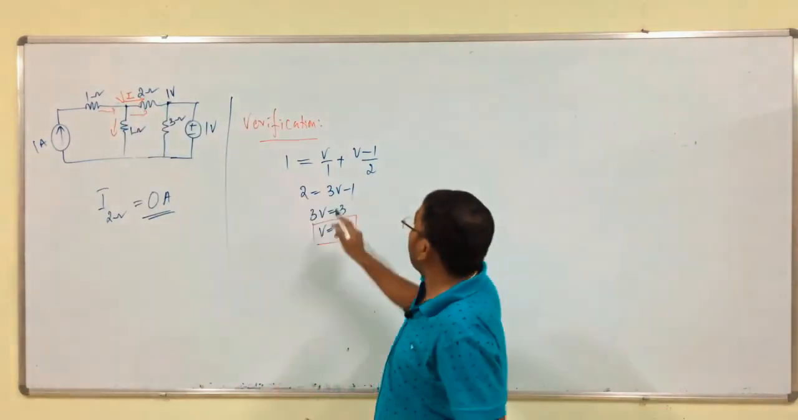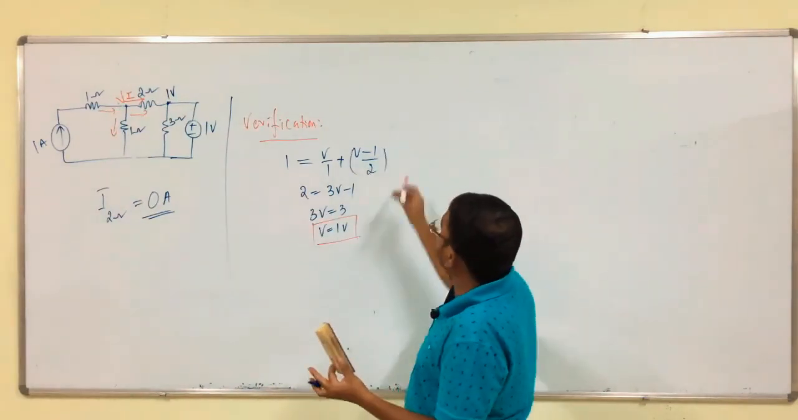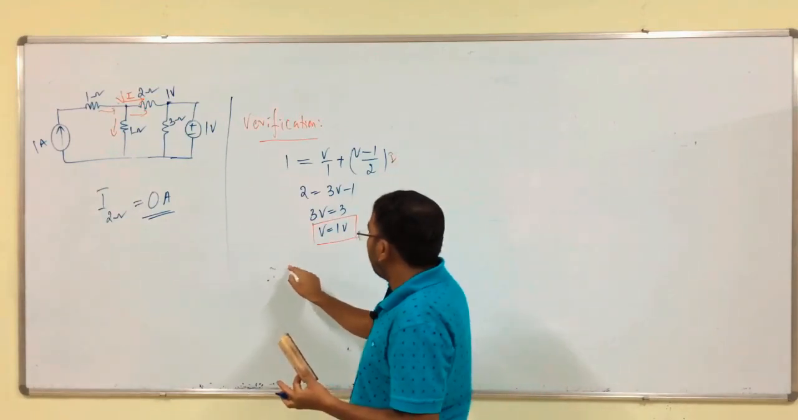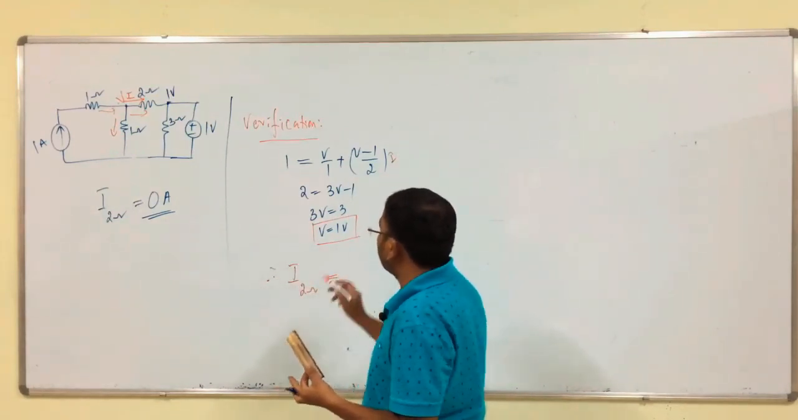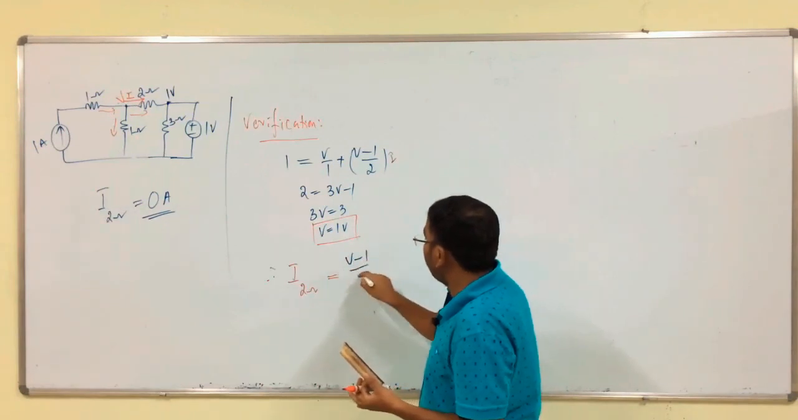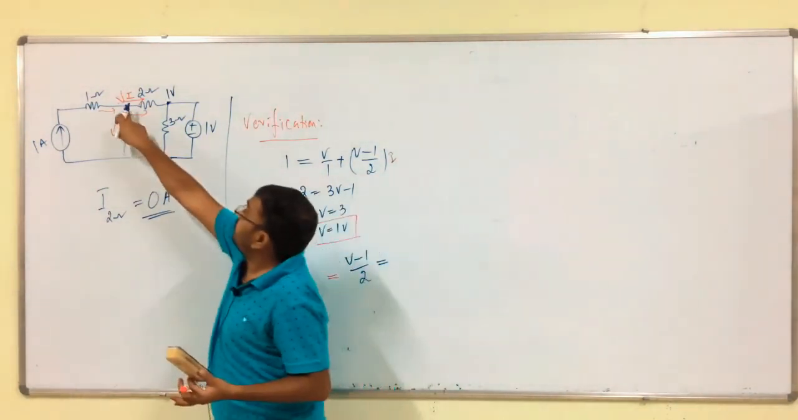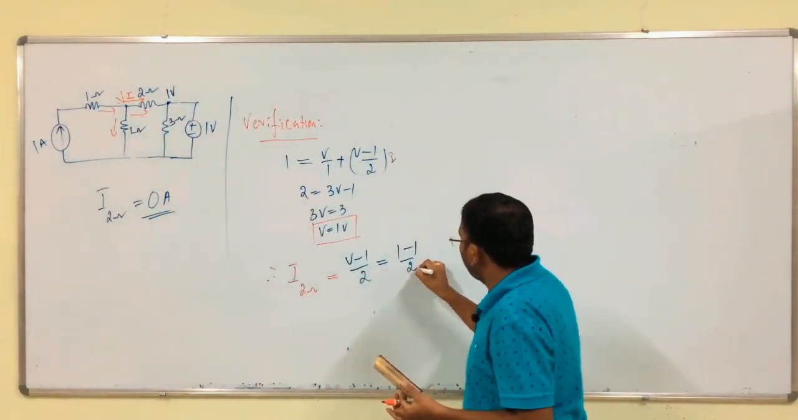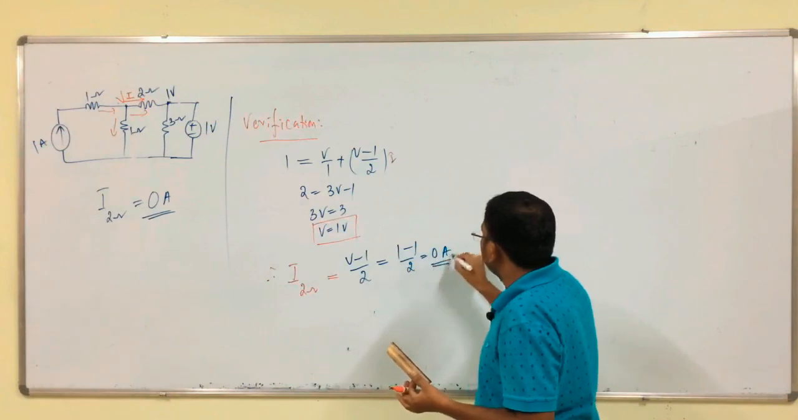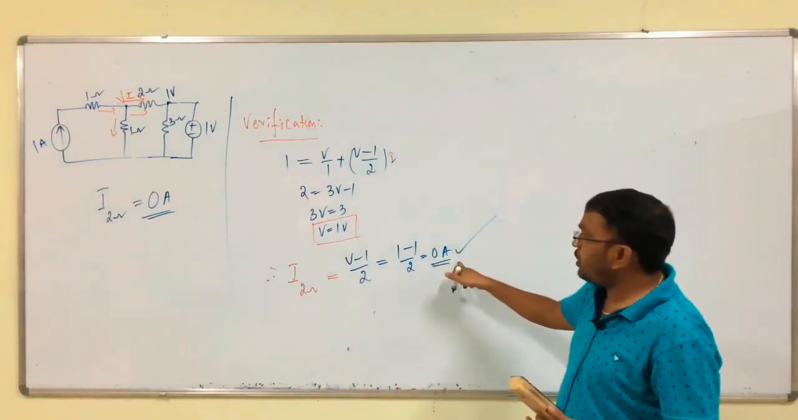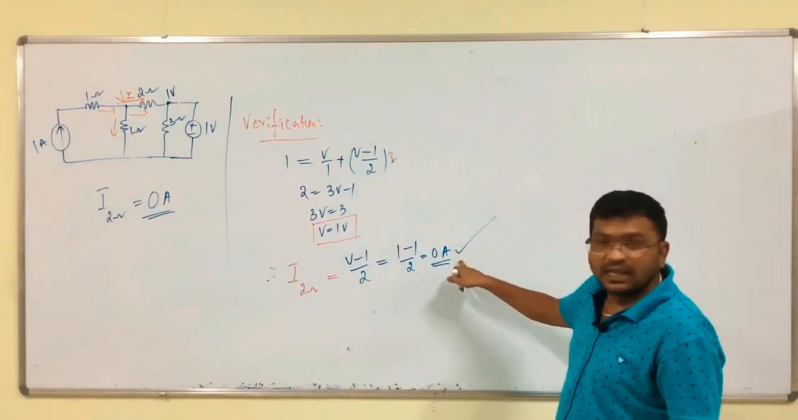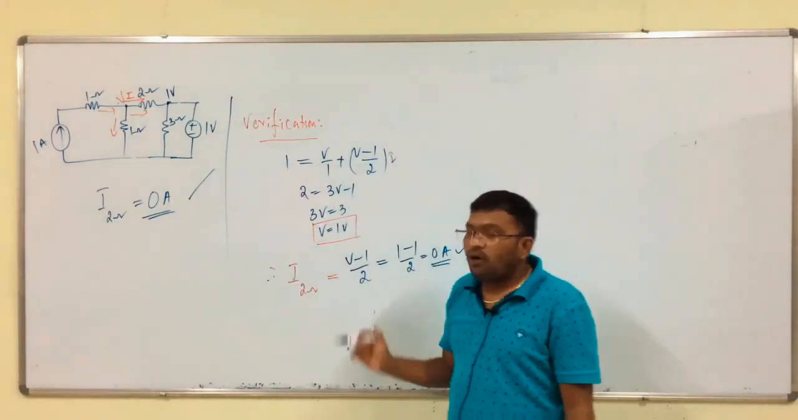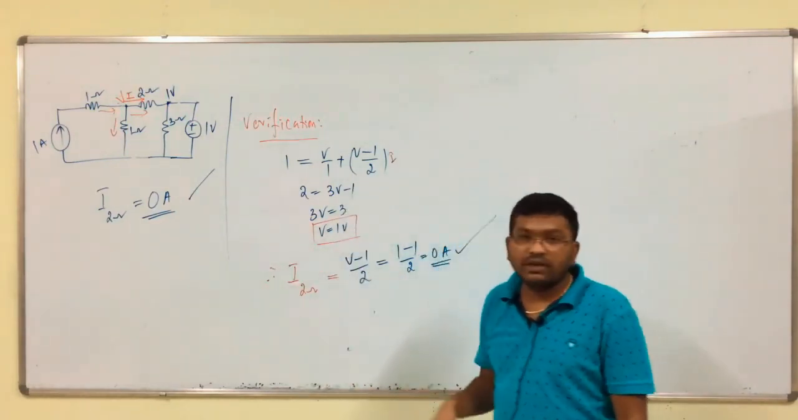So, what is the current through this branch? It is nothing but the current through this 2 ohm branch. Therefore, current through the 2 ohm branch is equal to (V minus 1) by 2, which is equal to (1 minus 1) by 2, which is equal to 0 amps. Satisfied, no? In the verification we got 0 amps, and by using the superposition theorem we also got 0 amps. So, we got correct answers. Like this you have to verify your answer.